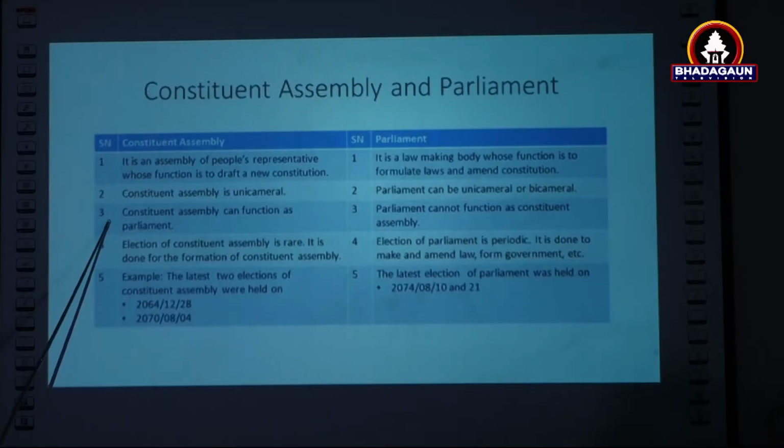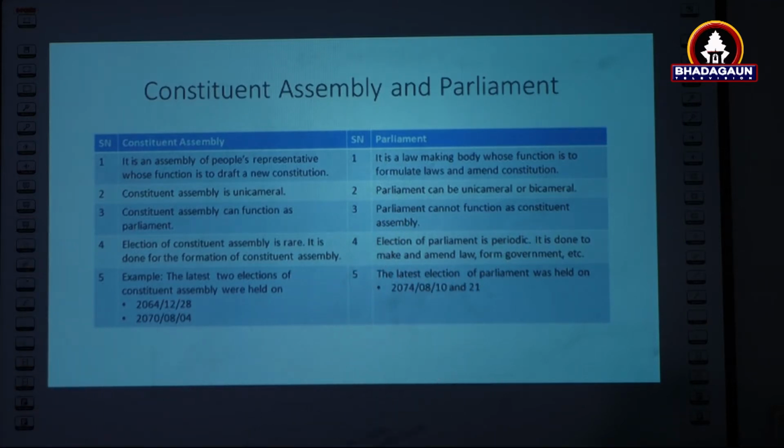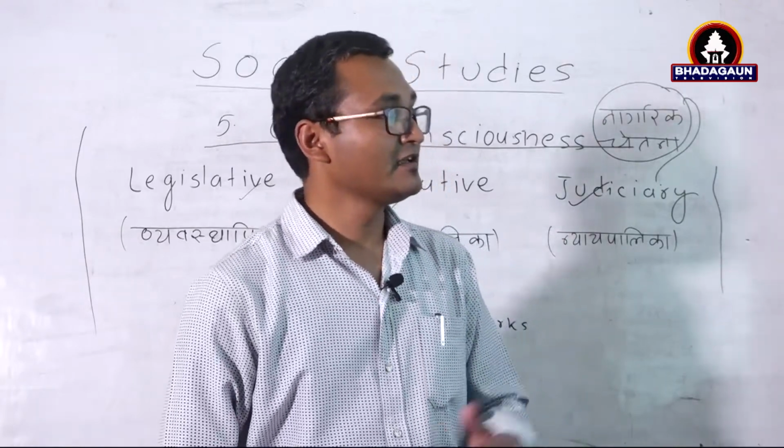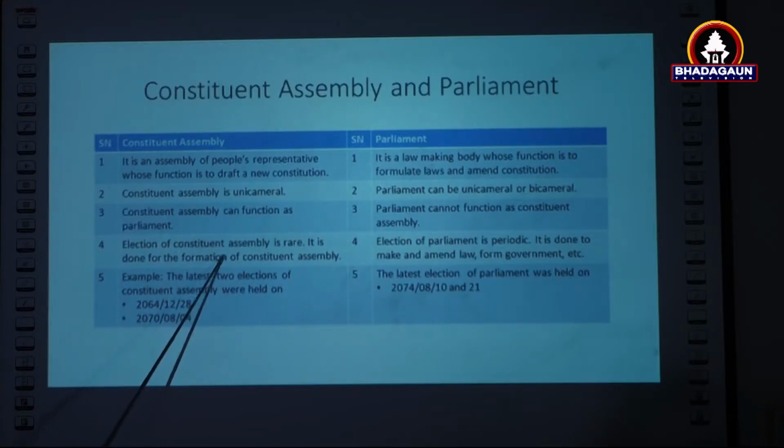र 3 number means Constituent Assembly can function as Parliament. संविधान सभाले पार्लियामेन्टको रूपमा काम गर्न सक्छ भने पार्लियामेन्टले संविधान सभाको रूपमा काम गर्न गाह्रो हुन्छ. र number 4, second last one is this one is election of Constituent Assembly is rare. It is done for the formation of Constituent Assembly. र संविधान सभाको चुनाव इतिहासमै दुर्लभ हुन्छ भने यो भनेको संविधान बनाउनको लागि फर्मेसन यो संविधान सभाको चुनाव भनेकै संविधान सभा बनाउनको लागि हो जसको उद्देश्य संविधान बनाउनु हो.